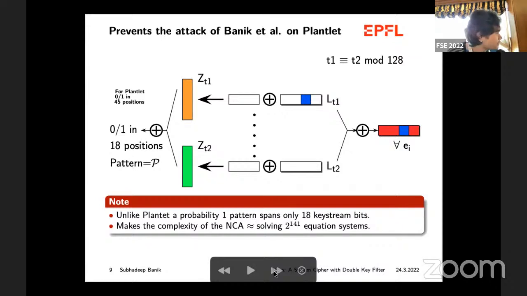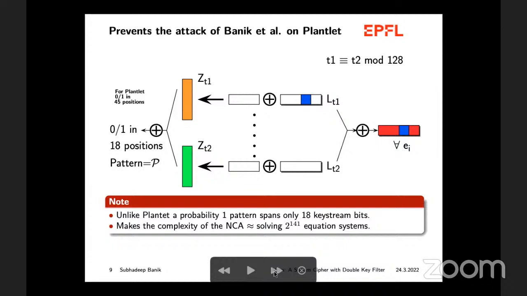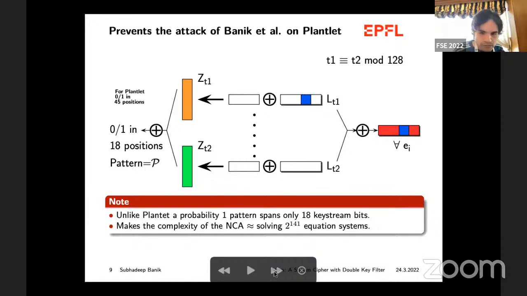In Plantlet, it was proven that such internal states produce a differential key stream that has 0 or 1 in 45 positions with probability equal to 1. But for Atom, this number is only 18 because of the additional key filter which updates the NFSR. This means that the attacker has to spend additional computational resources to ascertain whether the given differential key stream is the result of low Hamming difference states or not. This pushes the complexity of this attack to that required to solve 2^41 polynomial equation systems of high degree, which is considerably higher than the complexity of brute force search.